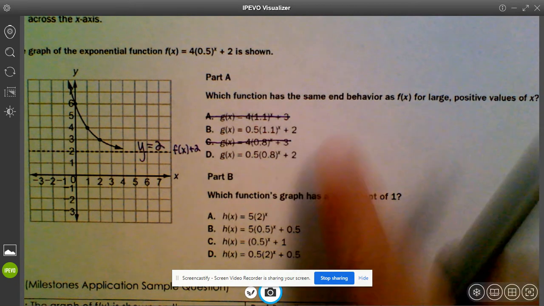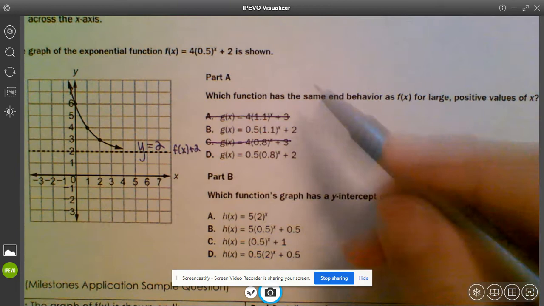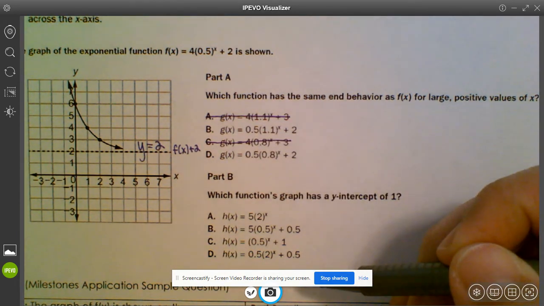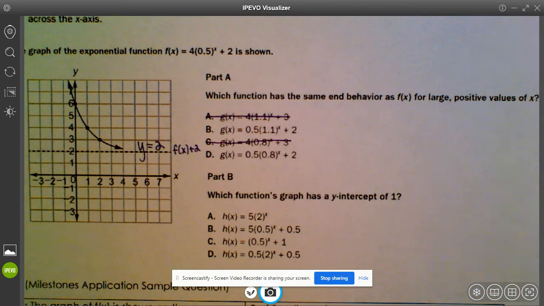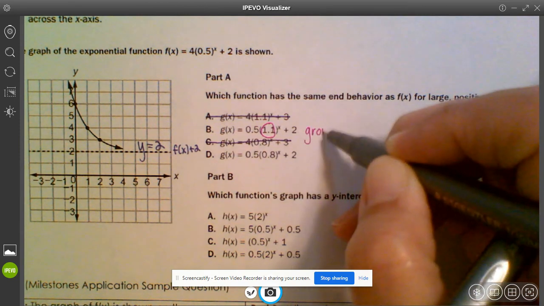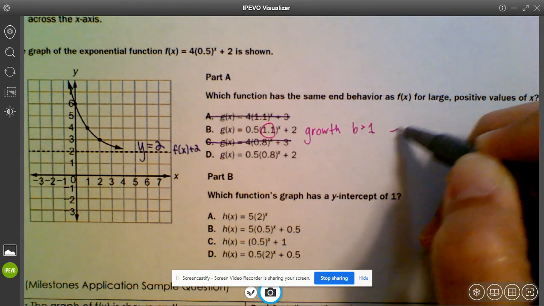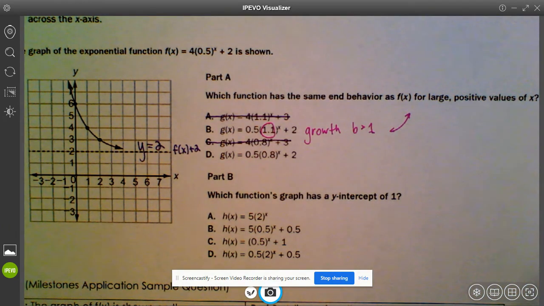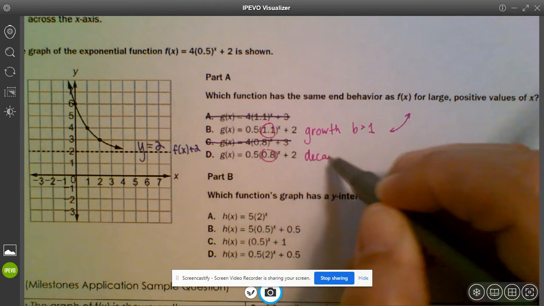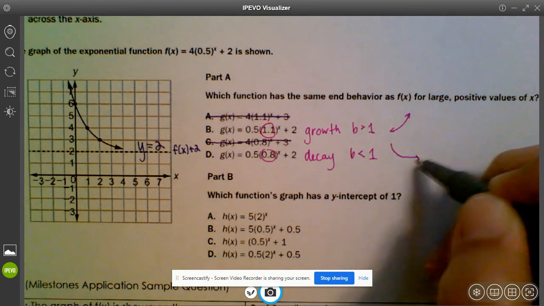Okay, so I'm left with 2 functions that show a transformation of plus 2. So the plus 2 is the same in both of them. Multiplying by 0.5 is the same in both of them. The difference here is in the base. So this base is 1.1. That represents growth because my base is greater than 1. So this one should actually move like that. This one is decay because my base is less than 1. So it's going to go like that.